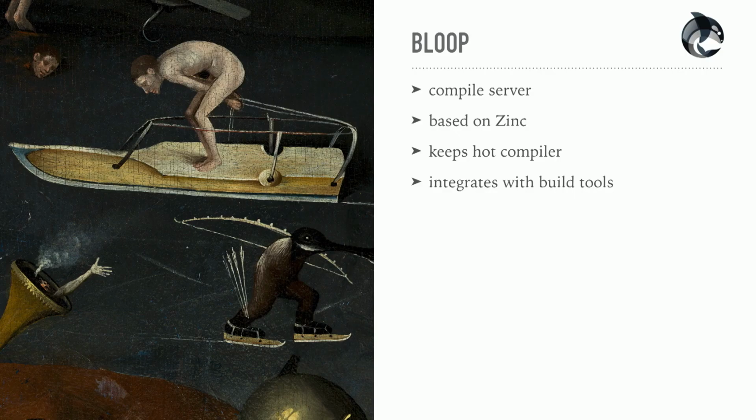Now, Bloop is not a compiler in itself. It's a compile server developed by Scala Center, which runs on your system and keeps around a hot compiler to actually take advantage of the JIT compilation that the JVM offers. And that can significantly improve compile speeds. And it integrates with build tools such as sbt and others. So that was sort of on the edge to building, which is my next point.